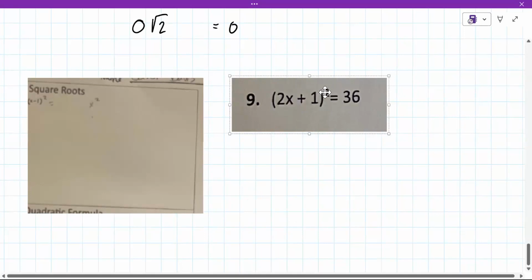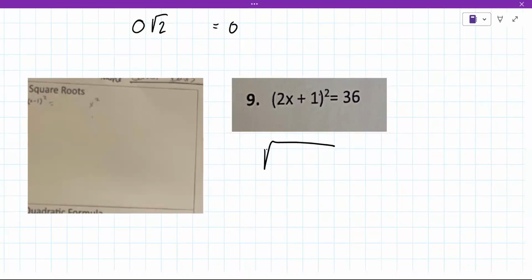Sometimes it's in parentheses, power of 2. You start by taking the square root of both sides. All right. Now this is something to write down. It's always plus or minus. You have to write down plus or minus always. Okay, I'm going to write that down. Always, always, always. Plus or minus.